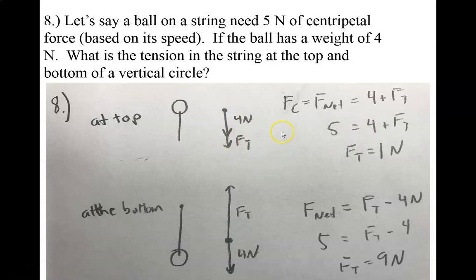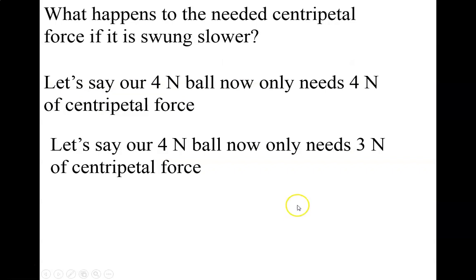So basically I subtracted them. At the top you subtract. At the bottom, I need 5 newtons of net force up, and I've got 4 newtons down. What is the tension going to have to be when I subtract 4 to give me 5? Well, that's going to be 9. So at the bottom it would be 9. At the bottom you add them. So pretty straightforward.